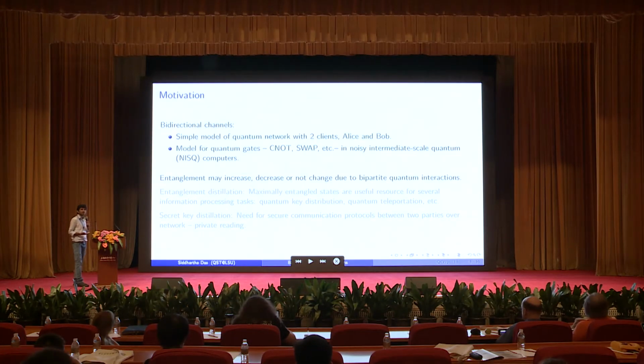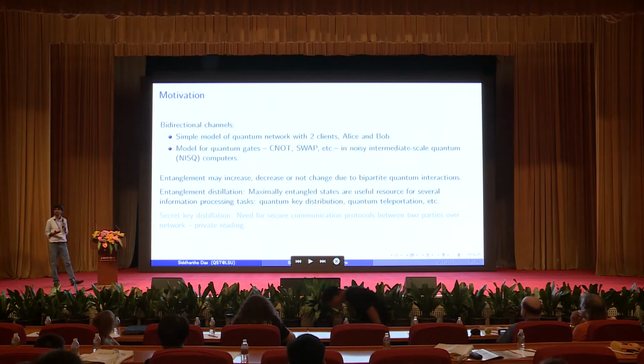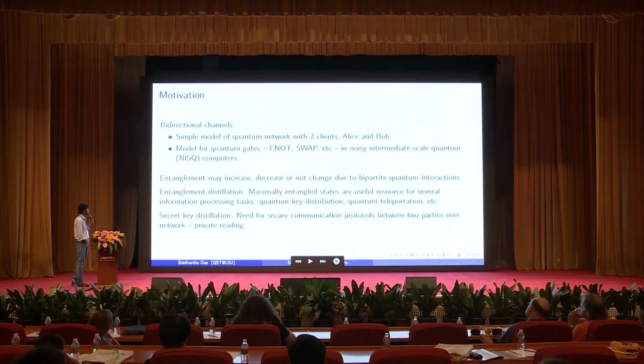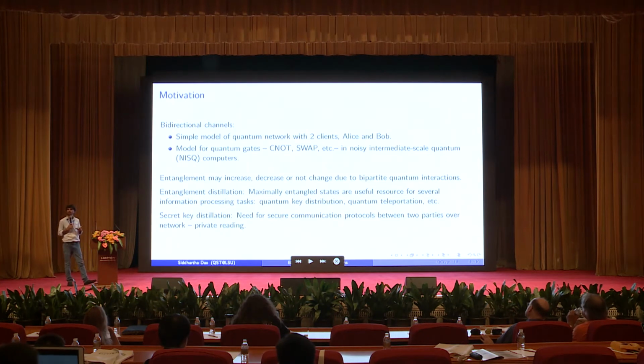The two important tasks or building blocks of quantum information processing are, first, entanglement distillation, because we want a pure entangled state at the end of protocols, and these are a useful resource for several information processing tasks, be it quantum key distribution or quantum teleportation. And another is secret key distillation. The conference is on quantum cryptography, so it may be one motivation. This is needed for secure communication protocols between two parties over a network. Another application: are there any other possible secure communication protocols? In this talk, I'll be discussing private trading, which is a new protocol that we introduce in this paper.